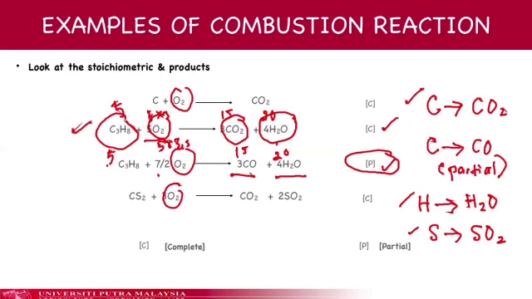So what are our key indicators to show whether we have a complete or a partial combustion? It is the formation of carbon dioxide in the system if we are using any fuel that has C. It is the formation of sulfur dioxide if the element has S.